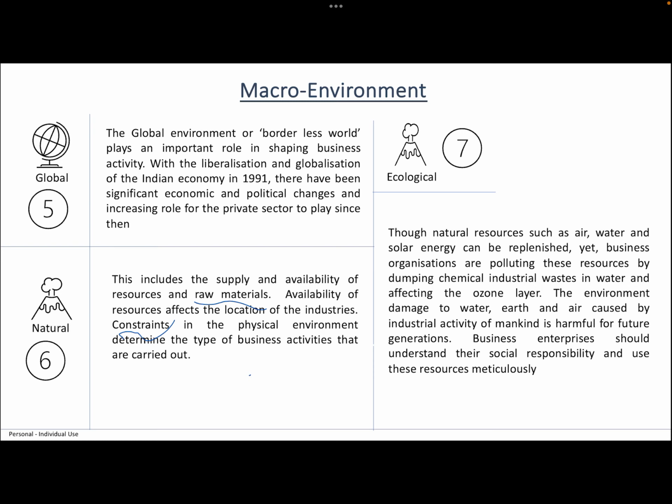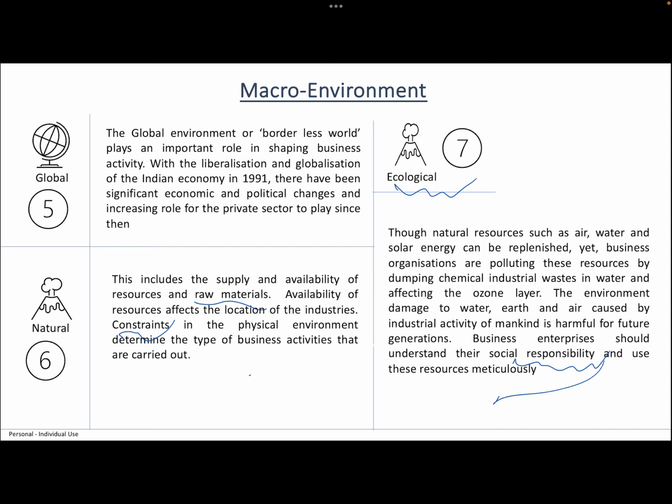So there are natural resources, air, water, solar energy, all these things, plus a lot of mines. But we should not pollute the environment. We should not pollute the water, air, etc. We should not dispose or dump chemical industrial wastes in water. There should be some sustainable business practices which maintain our environment or ecological balance. So this is a social responsibility of any business to manage our nature.